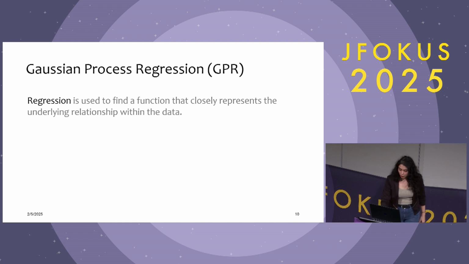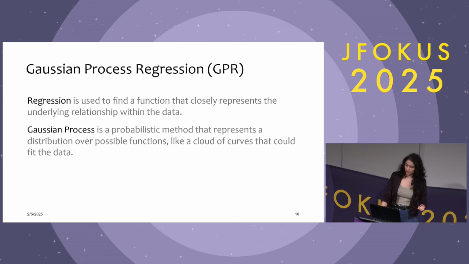Regression is used to find a function that closely represents the underlying relationship within the data. In other words, it is fitting a mathematical function to the data. However, there are infinitely many possible functions that could fit the same data. Gaussian process is a probabilistic method that represents a distribution over possible functions, like a cloud of curves that could fit the data. The true function is likely to lie somewhere within this cloud.